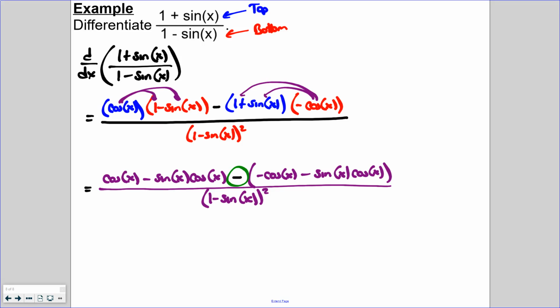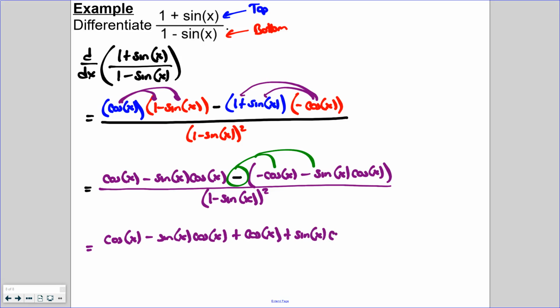Now we can take that minus sign and distribute it into our terms, which is going to leave us with cosine of x minus sine of x times cosine of x. And negative times negative will give us a positive cosine of x. And again, negative times negative will give us a positive sine of x times cosine of x. And that's all going to be over 1 minus sine of x squared.